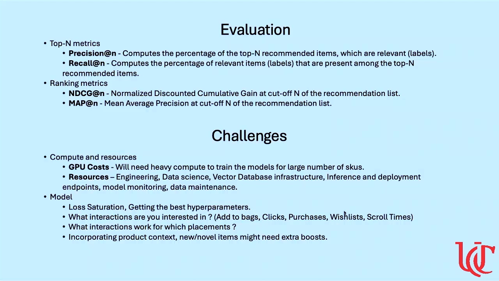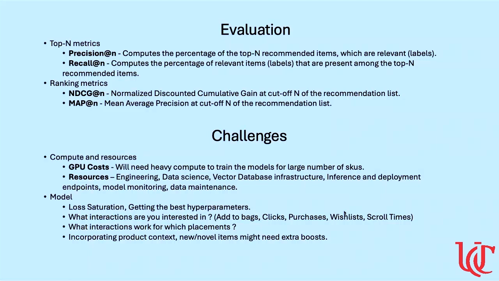In terms of model, the challenges are loss saturation. Loss saturation is where your loss does not go down further no matter how much you train the model. This can be taken care of by increasing the dropout rates or increasing your attention heads. Then the second aspect associated with this is getting the best hyperparameters. Since this model is fairly customizable, it's tedious to get the hyperparameters right. Again, just to reiterate, this is a very iterative process where you have to do this constantly to get the hyperparameters right.